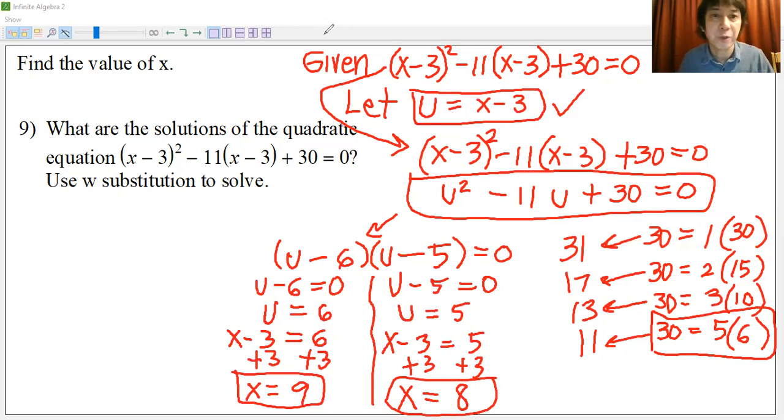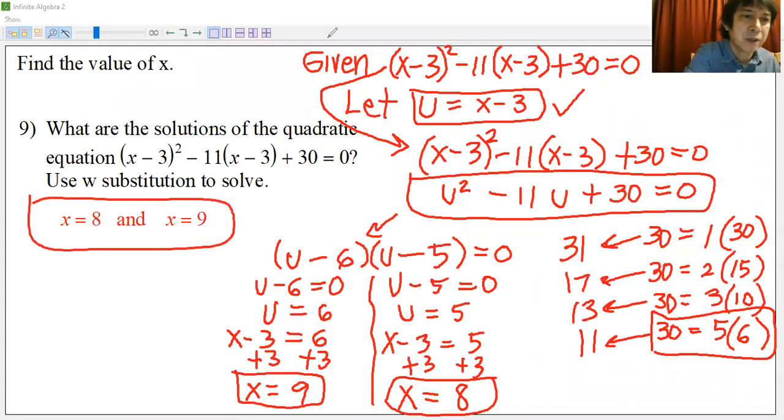Let us verify from the computer. Here's the computer's answer: x equals 8 and x equals 9, in any order. Those are the values, and those are our answers too.